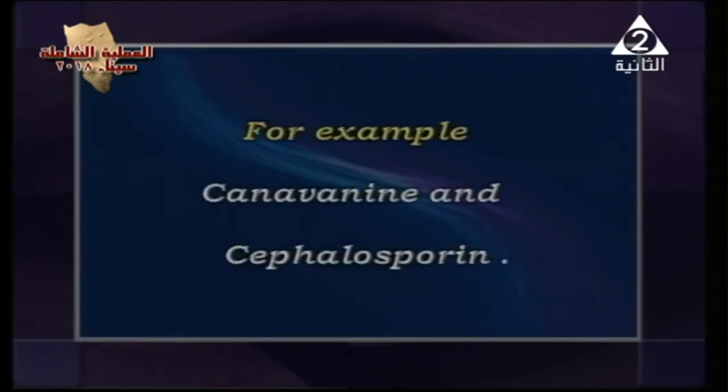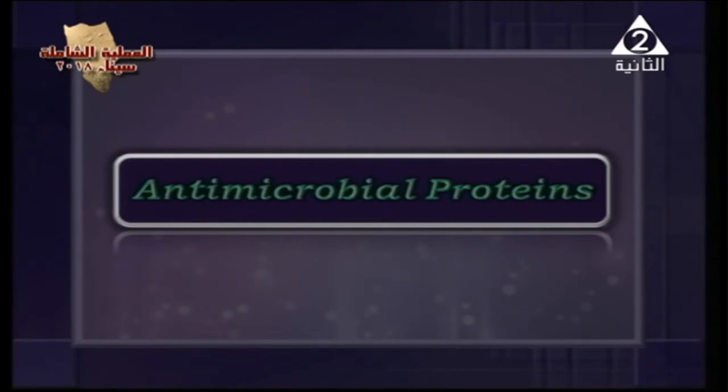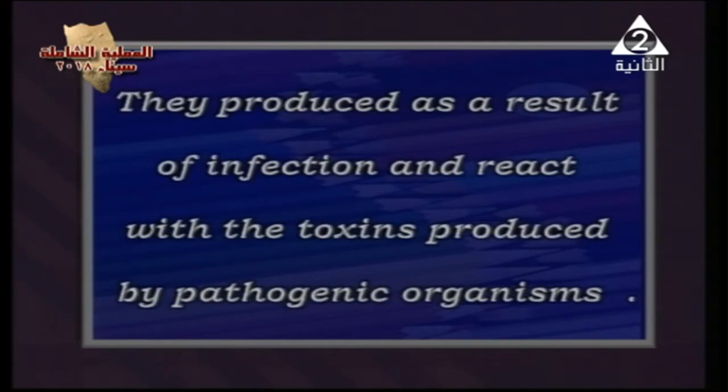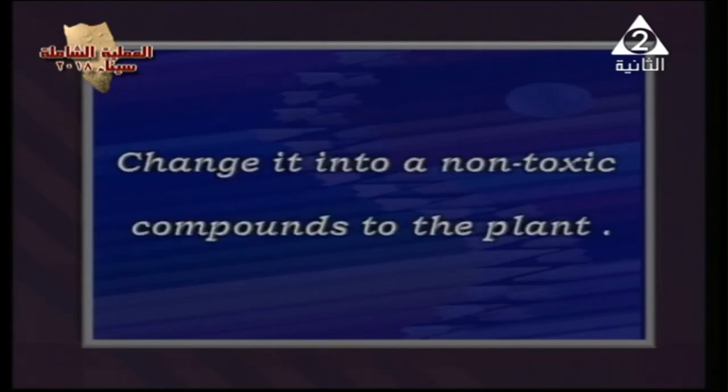For example, cephalosporin and also cannabine. Those are non-protein amino acids. And also we have antimicrobial proteins. Some plants produce proteins that weren't present in the plant. They don't exist in the plant before infection, but they are found after the infection. They are produced as a result of infection and combine with the toxins produced by pathogenic organisms, changing them into a compound that is non-toxic to the plant.